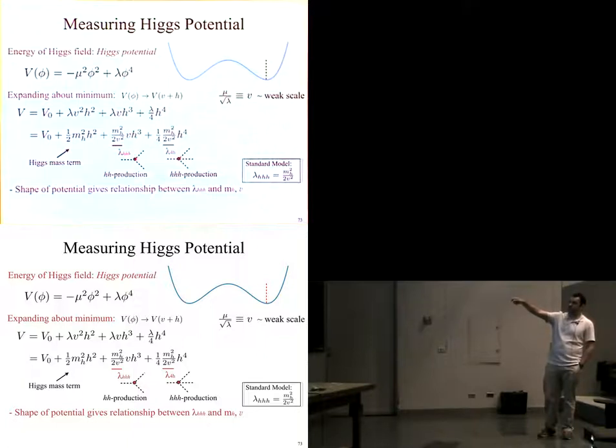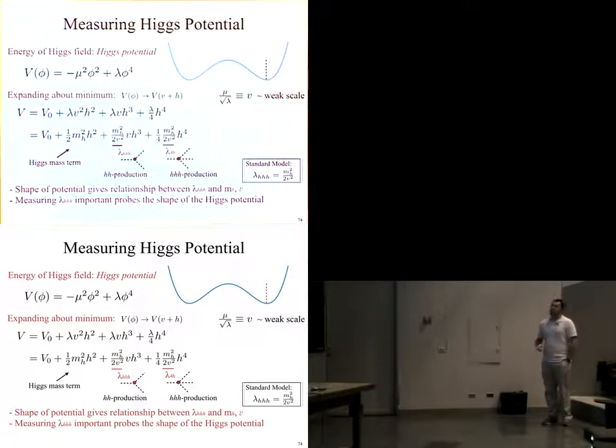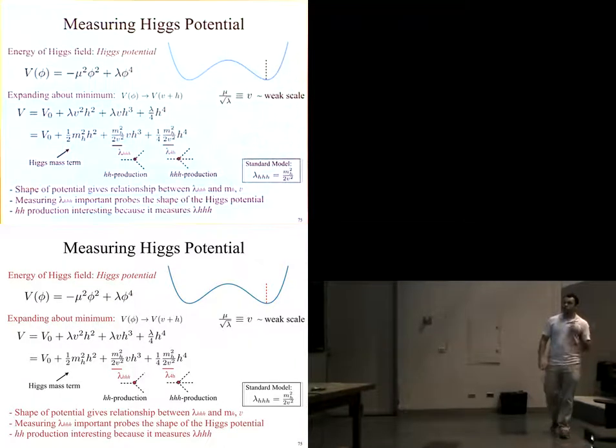And so the basic idea here is that it's this shape, this form of this potential that predicts the interaction strength of this diagram. Right? So this interaction strength here is given by this lambda 3H's. If you assume this form, it has a particular value in the standard model. And so by measuring how often this process happens, we can test what this input form of the theory is. Okay, so measuring this di-Higgs production is important because it allows us to probe the shape of this potential.